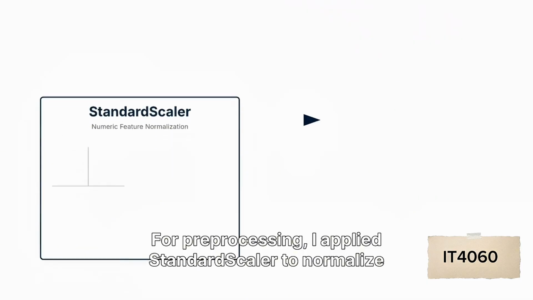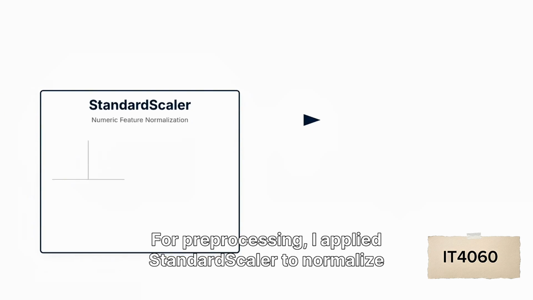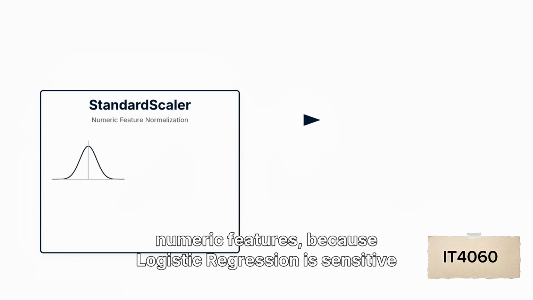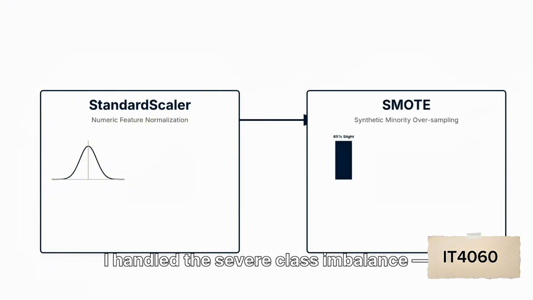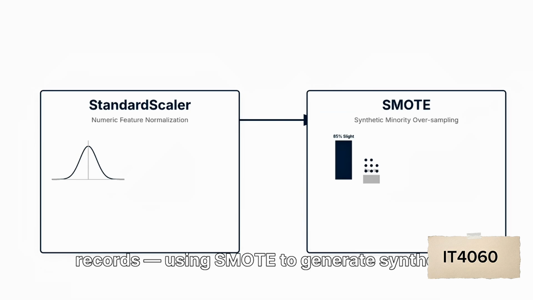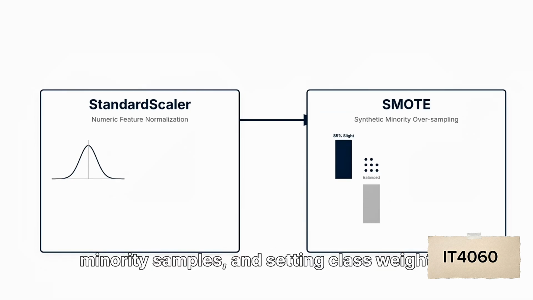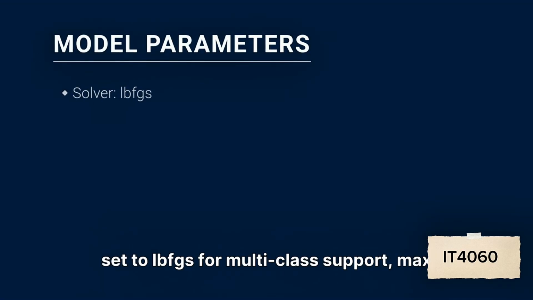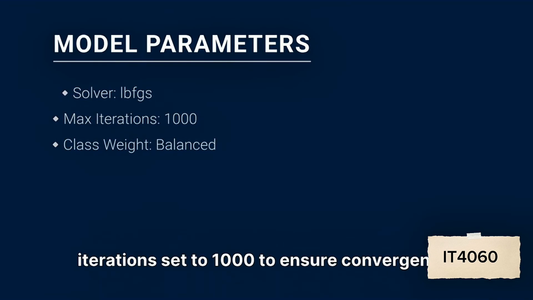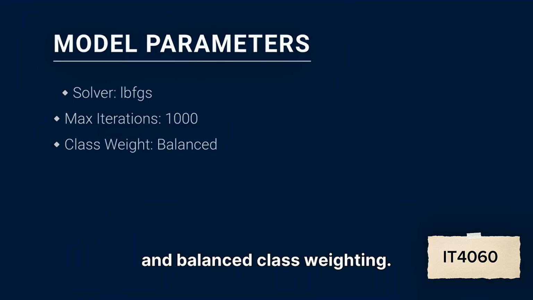For preprocessing, I applied StandardScaler to normalize numeric features because logistic regression is sensitive to feature magnitudes. I handled the severe class imbalance, where slight accounts for 85% of records, using SMOTE to generate synthetic minority samples and setting class weight to balanced. The key parameters I used were solver set to LBFGS for multi-class support, max iterations set to 1000 to ensure convergence, and balanced class weighting.